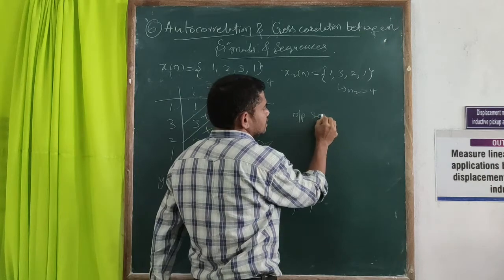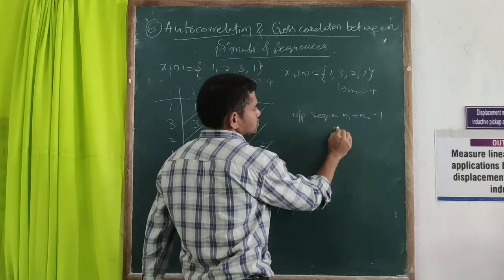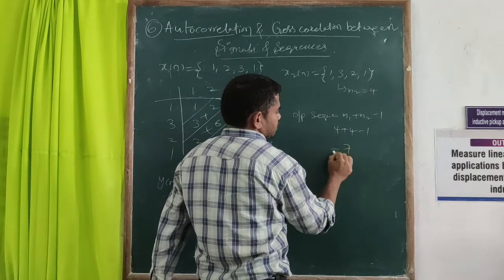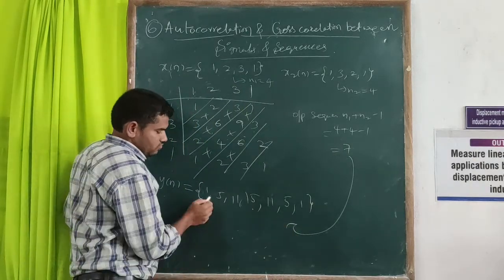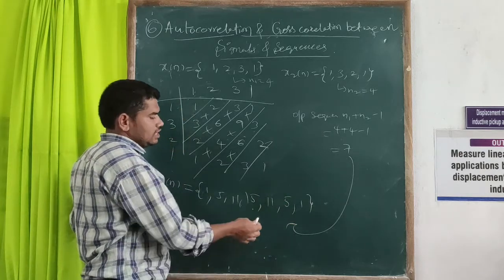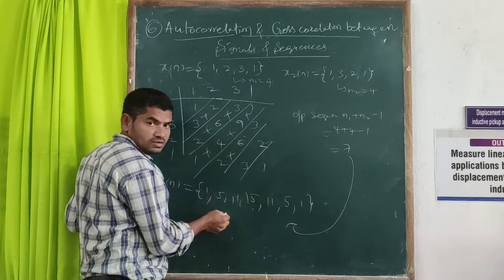Output sequence length is equal to n1 plus n2 minus 1. n1 is equal to 4, n2 is equal to 4, minus 1, that is equal to 7. You can check it here. How many points are there? 1, 2, 3, 4, 5, 6, 7. 7 points are there. Now the length of the sequence is correct and the output is also correct.